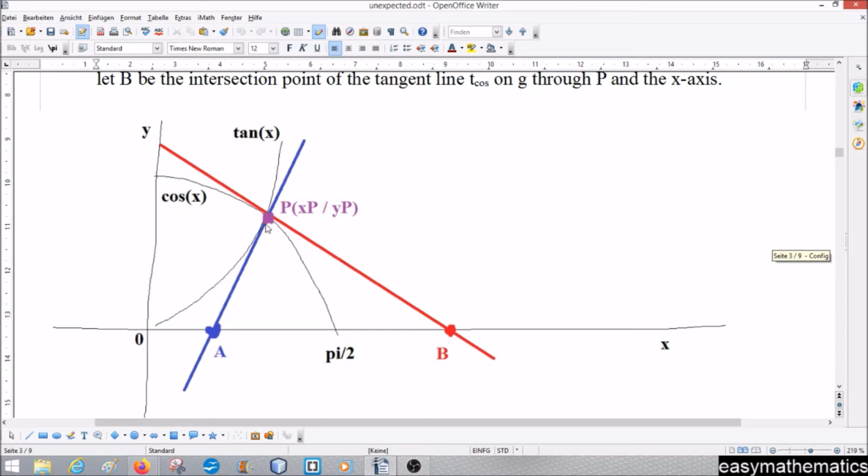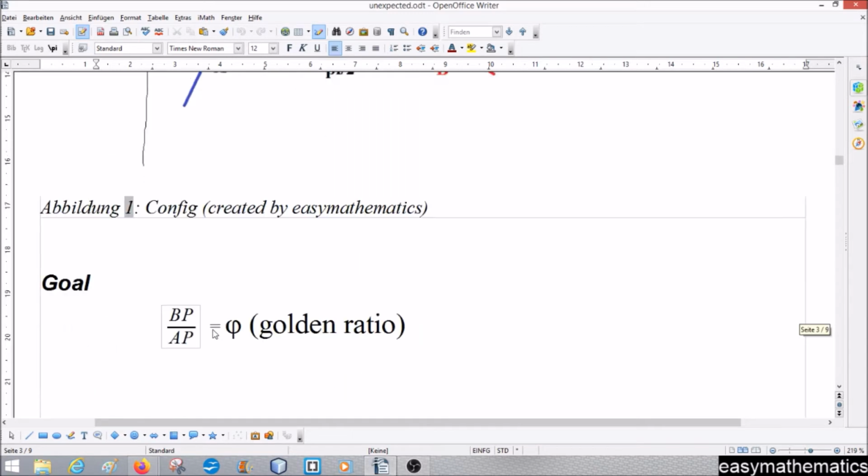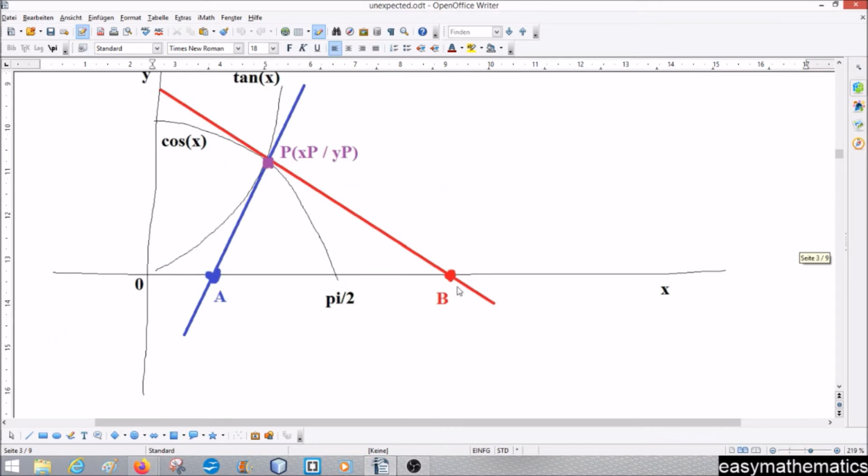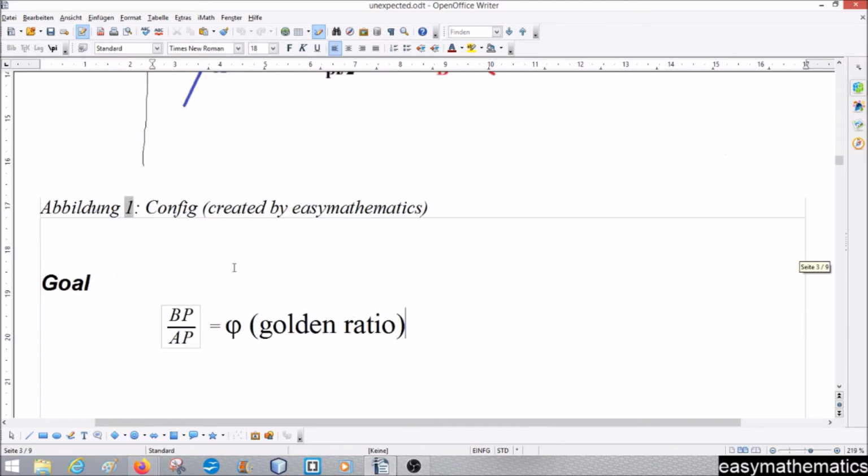So here we see the cosine function and the red tangent line T_cos. It intersects the x-axis in point B. And here is the tangent function and the blue tangent through P, and it intersects the x-axis in point A. And what we want to calculate is the ratio BP over AP. And as you can guess, this is the golden ratio, because the video is about hidden phi. So BP is this red line segment over the blue line segment, and this is phi.